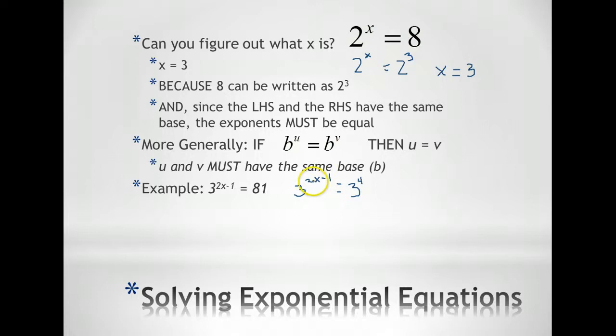Now I have the left-hand side and the right-hand side having the same base. So again, I can set the exponents equal to each other. So 2x minus 1 equals 4. Then I just have to solve this equation. I add 1 to both sides, and I divide both sides by 2, and I get x is equal to the fraction 5 halves. It's okay if x is a fraction. If we go back in here and substitute 5 halves for x, 2 times 5 halves is 5, 5 minus 1 is 4. So I get 3 to the 4th, which is 81.